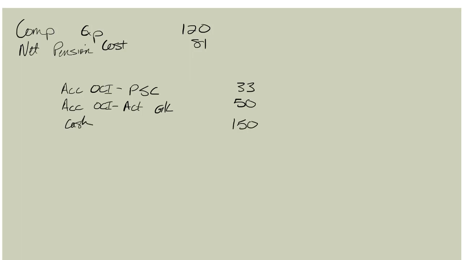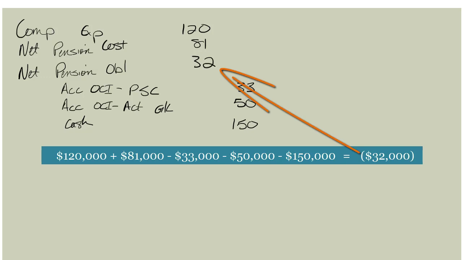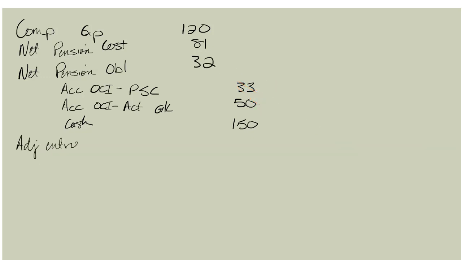So now I'm going to do my calculation. I'll take the 120 plus the 81 minus the 33 minus the 50 minus the 150. I end up with a negative number, meaning my credits are bigger. So I need a debit to make this balance. So I'm going to debit net pension obligation by 32 to make that balance. And this will be my adjusting entry for pensions.